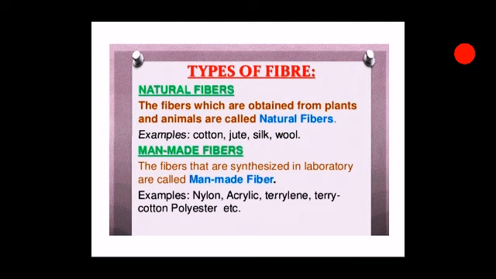Types of fibers. The fibers which are obtained from plants and animals are called natural fibers. The examples are cotton, jute and silk. So the fibers that we get from plants and animals are called natural fibers. And what are man-made fibers? The fibers that are synthesized in laboratories are called man-made fibers. The examples are nylon, acrylic, terry cotton, polyester, etc.